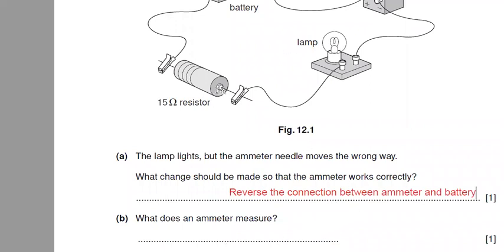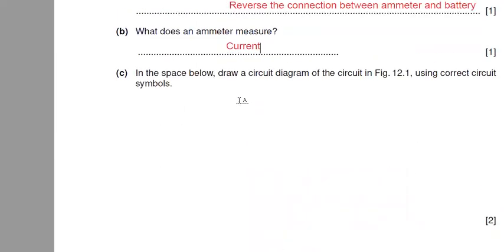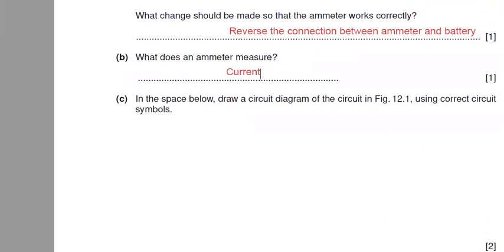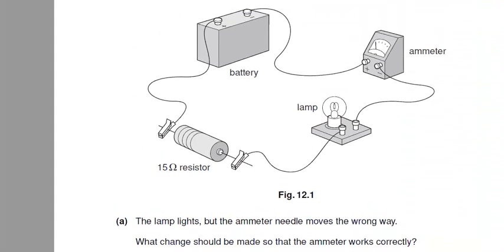What does the ammeter measure? As we know, we have a voltmeter that measures the volts, or the potential difference, or the EMF, and the ammeter measures the current, or the amps, in a circuit. Now we draw a circuit diagram of the circuit using the correct circuit symbols. Let's move up and draw the circuit here next to it.